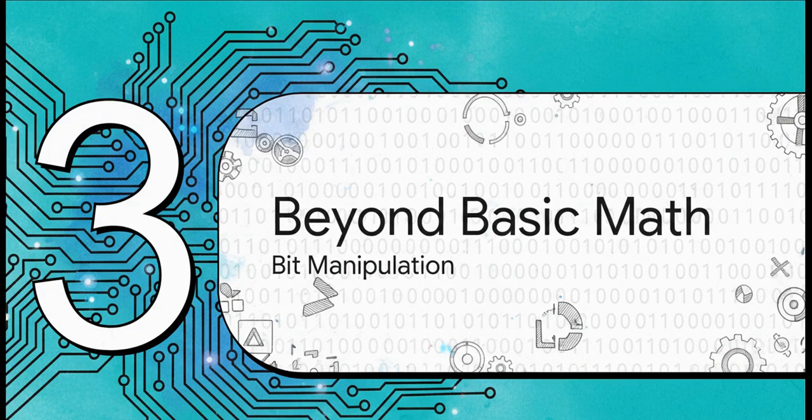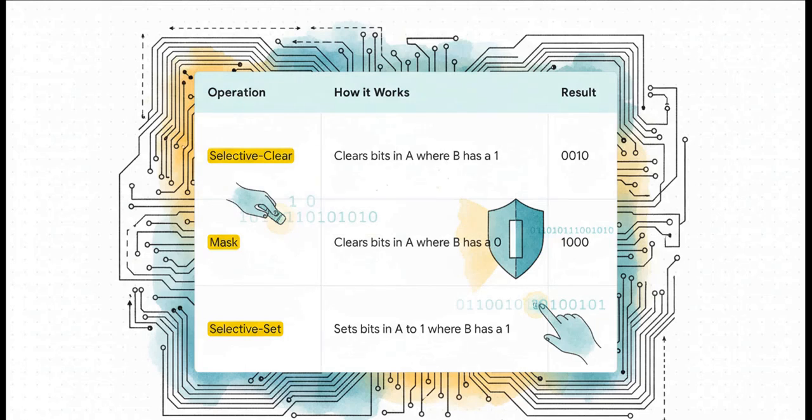But, you know, number crunching is only part of the story. To be truly powerful, a computer needs to be able to manipulate data with surgical precision, flipping individual bits on and off. And this goes way beyond basic math. This is where logic operations come in. They give you incredibly precise control.